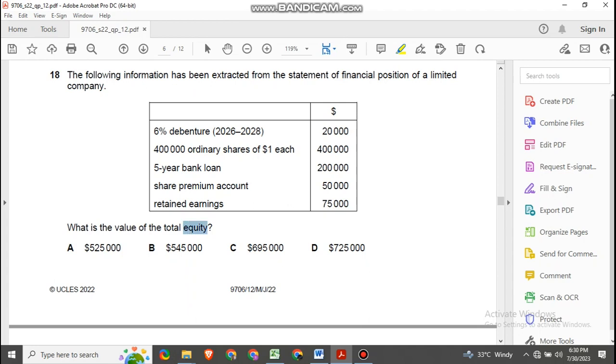So equity is the total amount invested by the owner in the business. Here we know that the ordinary share is owner investment, so this is part of equity. Share premium is also part of equity. It is the excess amount that we charge during the issue of shares. And retained earnings is the total amount of profit that we kept back in the business. So these three consist your equity: 400 plus 50 plus 75 gives 525. So this is your right answer.